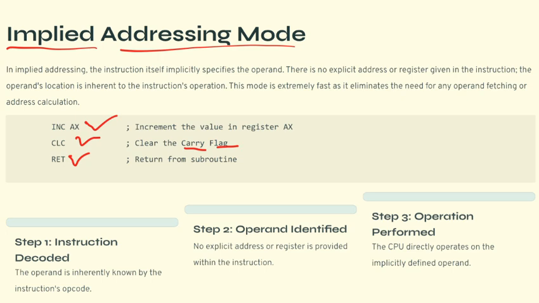Getting this? The second name, implied addressing mode is also known as implicit addressing mode. Why? Because the instruction itself implicitly specifies the operand, right? So the instruction is first decoded, then the operand is identified from the instruction. There is no explicit address or register provided, and the operation is performed. That is your implied addressing mode.